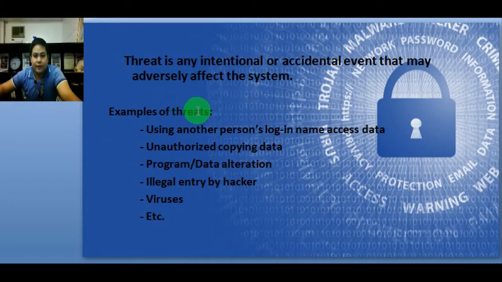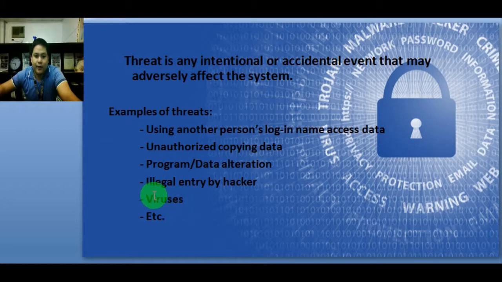Examples of these threats are, first, using another person's login name to access data. Number one is accessing data by pretending to be someone else. Then the second one is unauthorized copying of data, when someone copies some data without the authorization of the person or organization owning the said data. And the third one is program or data alteration, which is to alter some program code or data being used in some program.